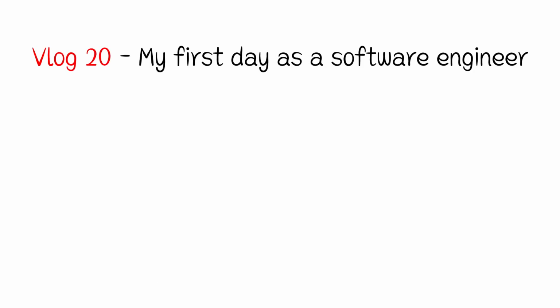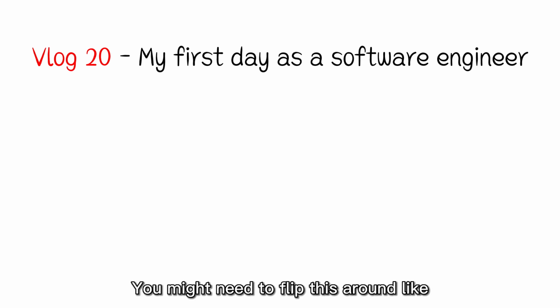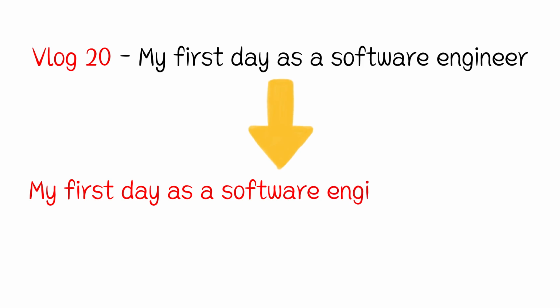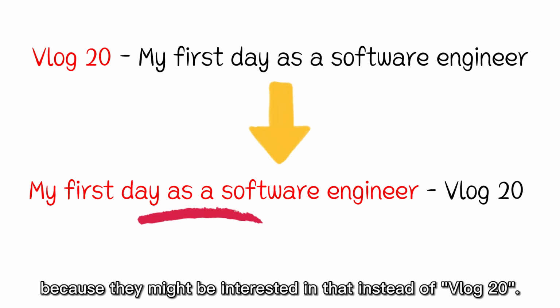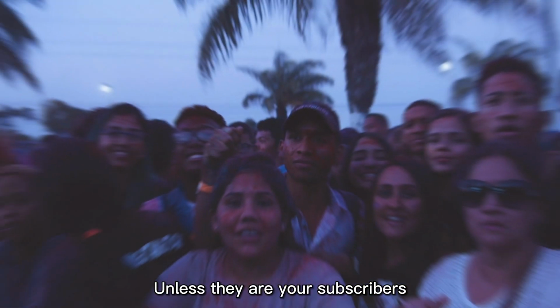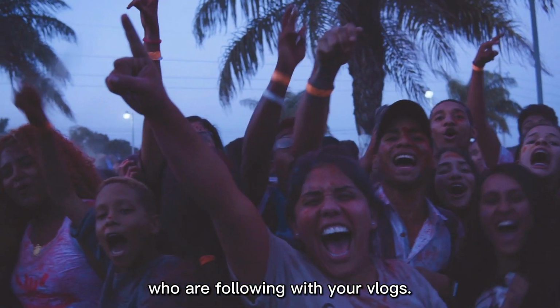So let's say you have a video, Vlog 20, my first day as a software engineer. You might need to flip this around like, my first day as a software engineer, Vlog 20. You want people to read my first day as a software engineer first, because they might be interested in that instead of Vlog 20, unless they are your subscribers who are following your vlogs.